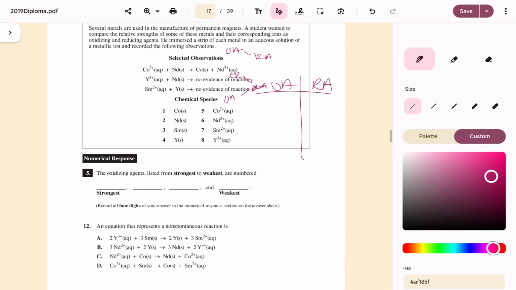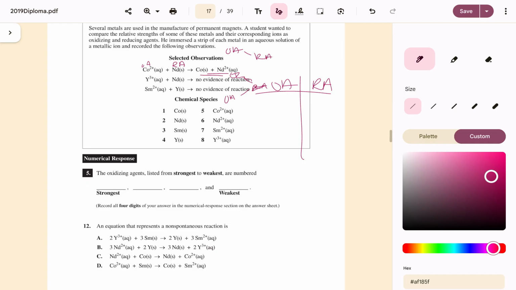So if I look at cobalt going from +2 to no charge, what would be 0, you gained 2 electrons. And if you're gaining, you're undergoing reduction, and you are an OA, which means ND would have to be an RA. It would be losing electrons. We see our products, so your OA is higher on the table than your RA.